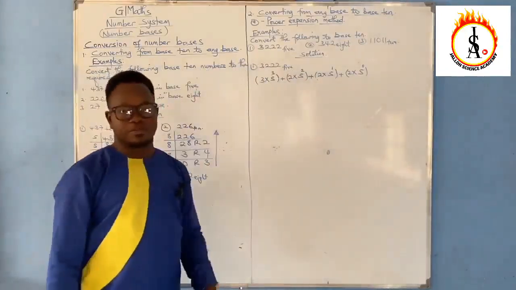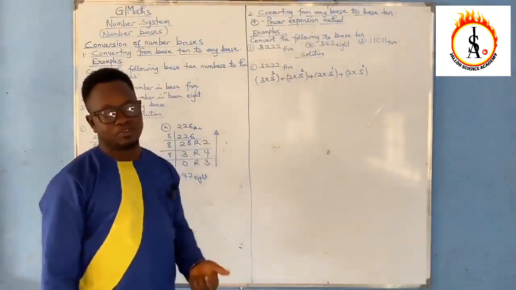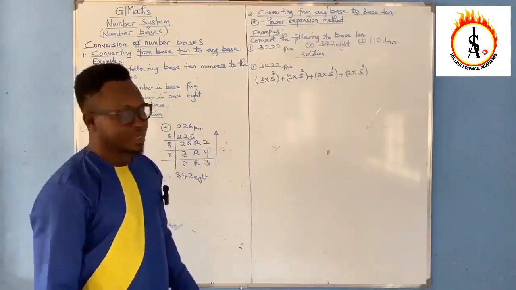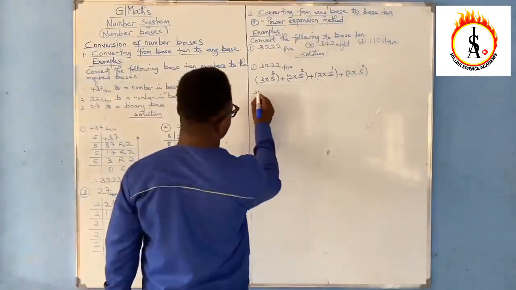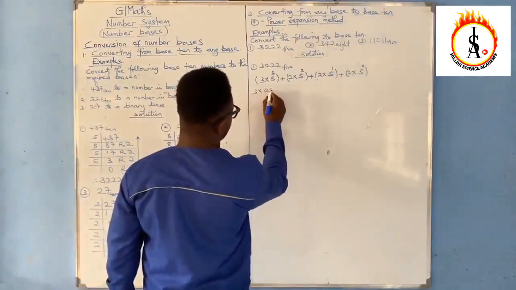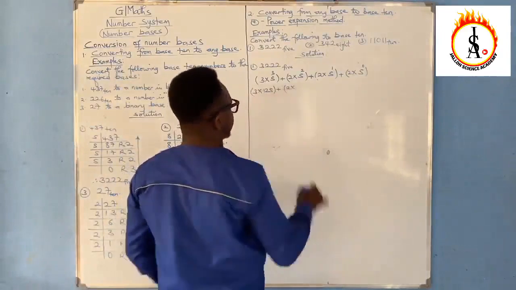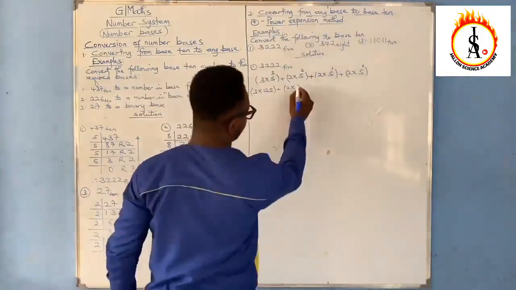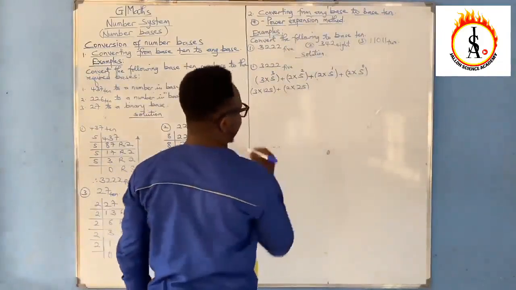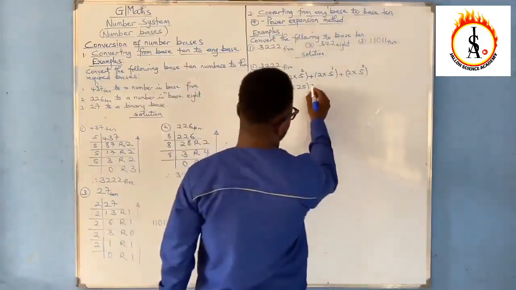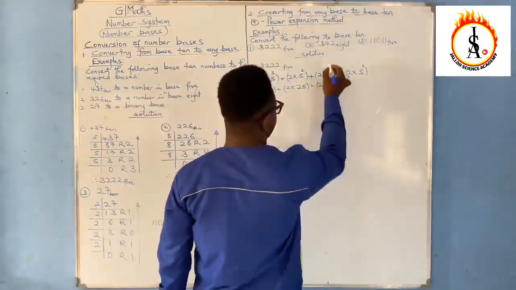So 5 to the power 3 means 5 times 5 times 5, which gives us 125. So this is 3 multiplied by 125, added to 2 multiplied by 5 to the power 2, that is 25, 5 times 5, plus 2 multiplied by 5 to the power 1.